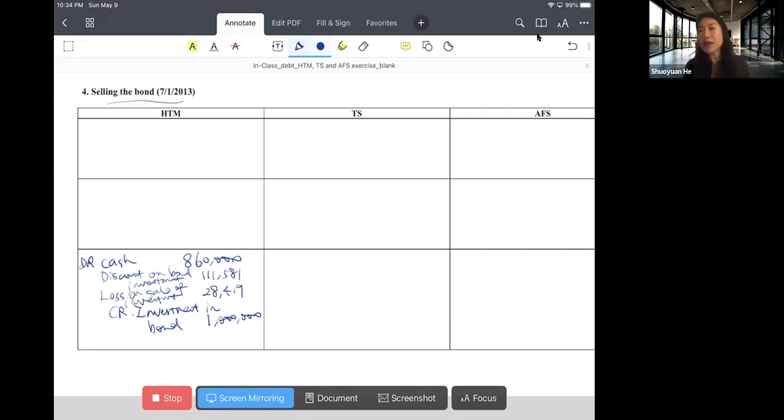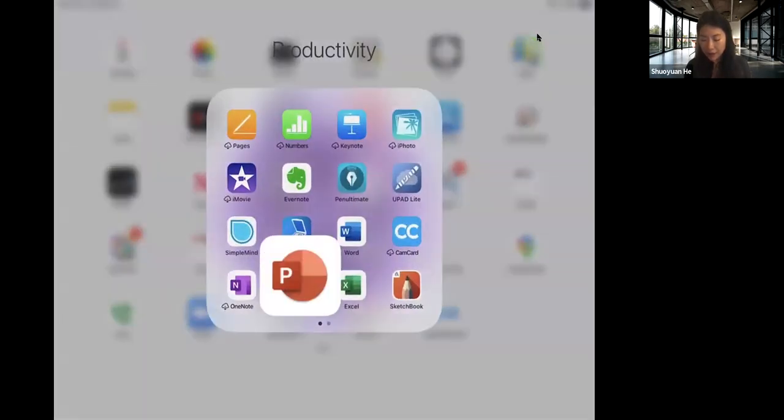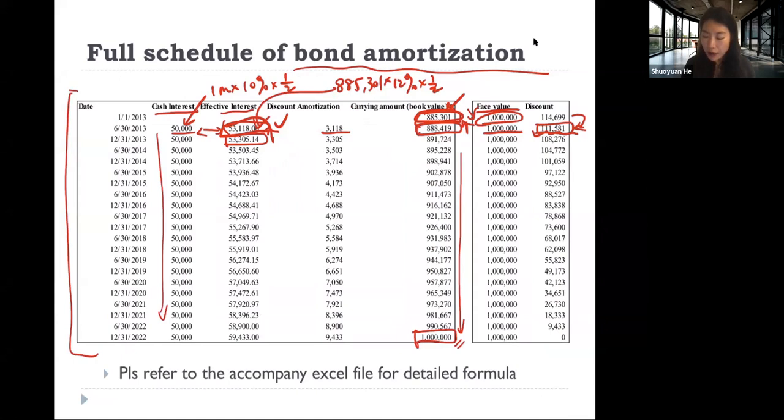And if you look back at our amortization table, at the time of sale, the net book value of the bond is 888,419, but we're selling it at 860,000. So by selling this bond, we're generating a loss on investment. We're selling it at less than the net book value of the bond at the time. So this is about held to maturity bond security. And then we're going to look at the trading security and available for sale.